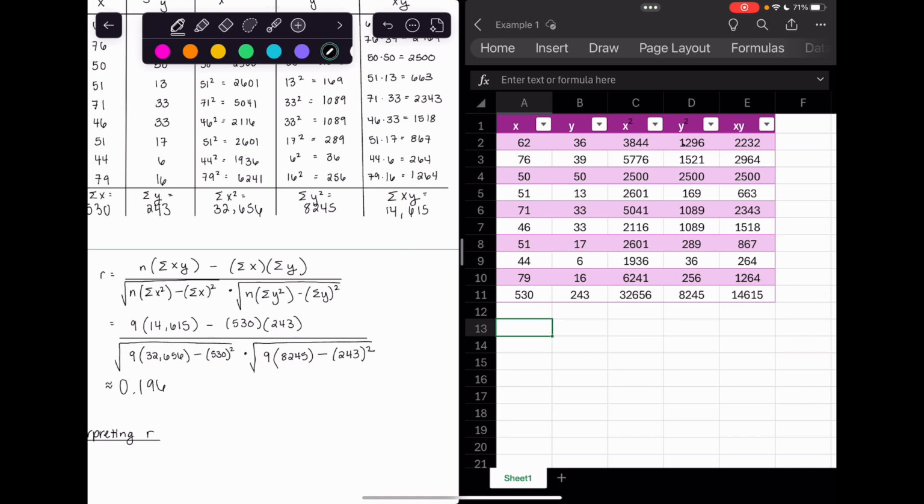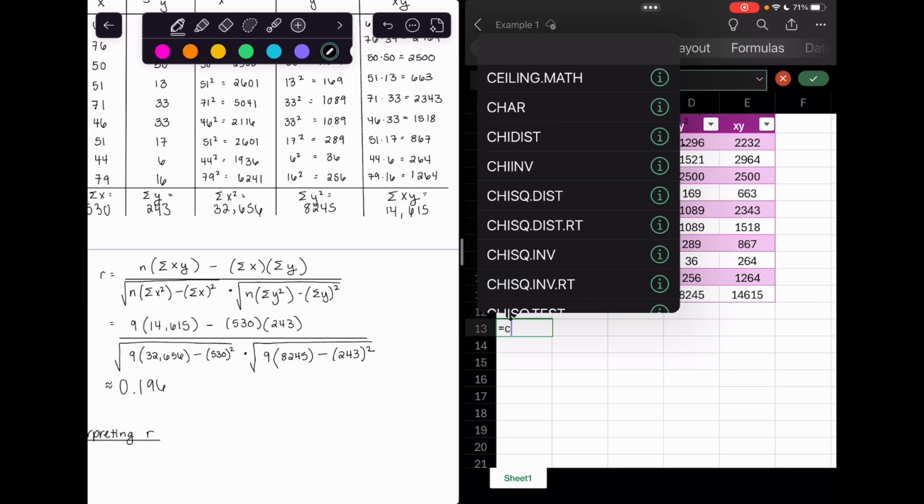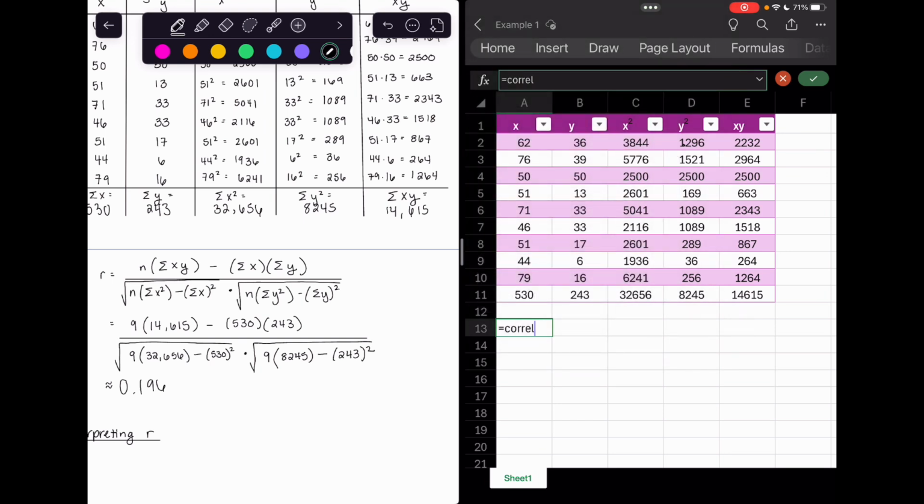Instead, we do have a function inside of Excel that will take care of this for us. What we do is we hit equals, and then the function is correlation, basically cut off. What you put in the first column is going to be the first set of values. So our last x value is 79. And then you put the second set of values in the second spot. And in the end, you get exactly the same thing for your r value.